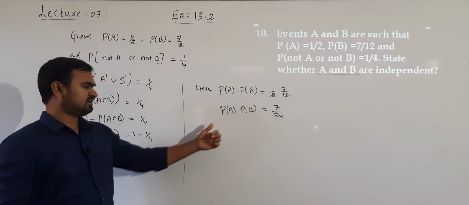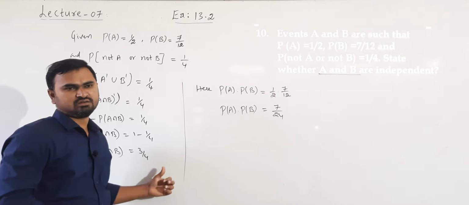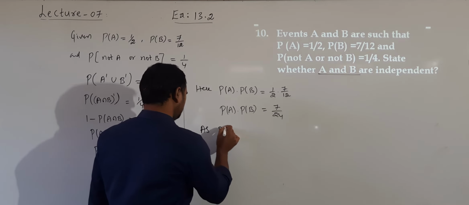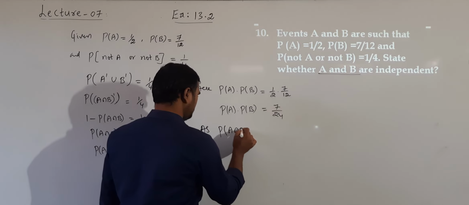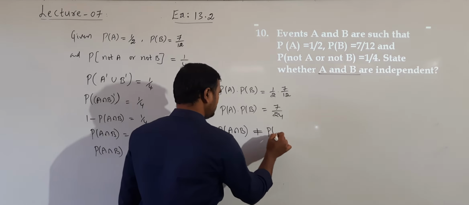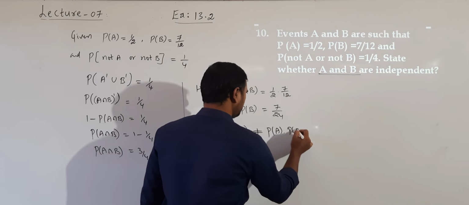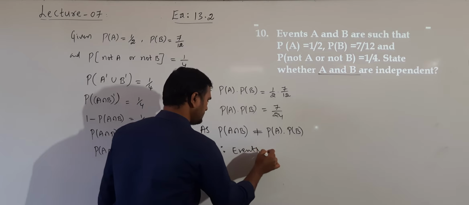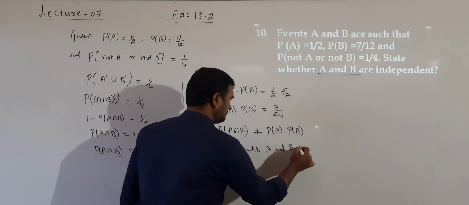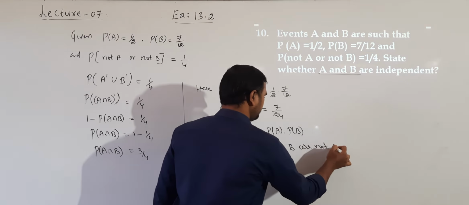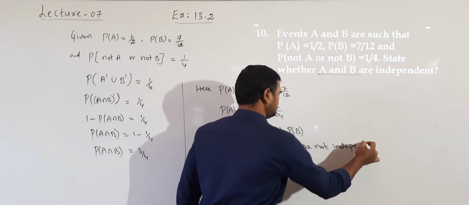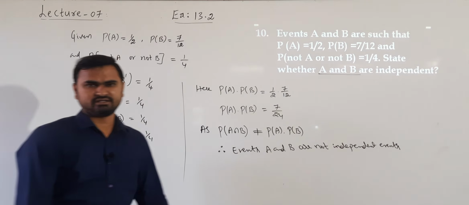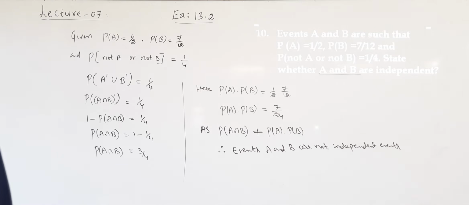Okay. So they are not equal means they are not independent events. So as P of A intersection B is not equal to P of A into P of B, therefore events A and B are not independent events. Okay. Next.